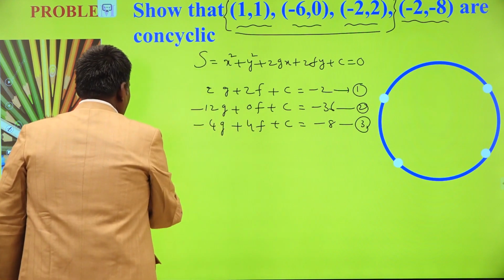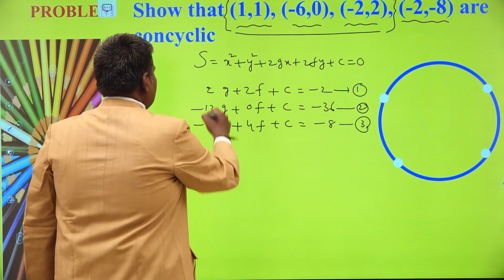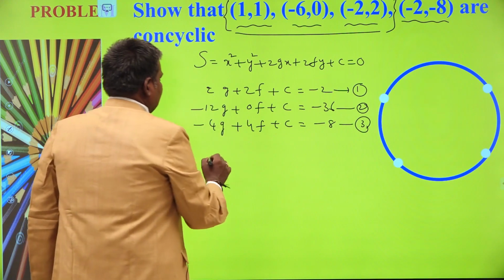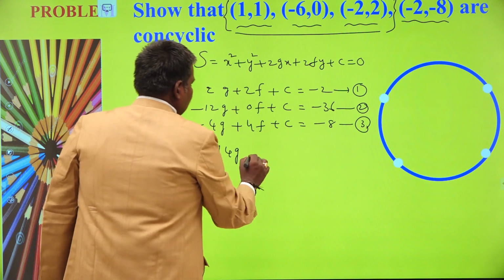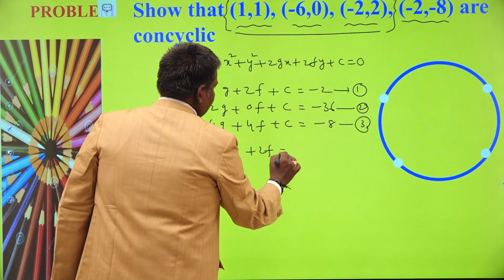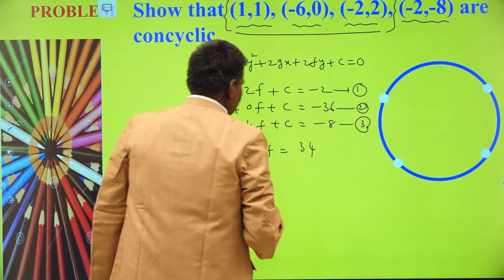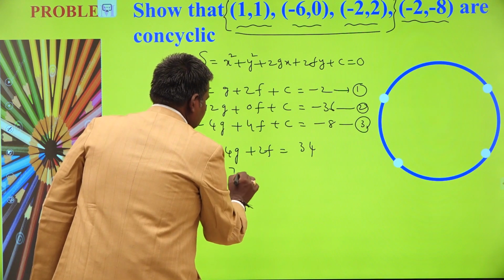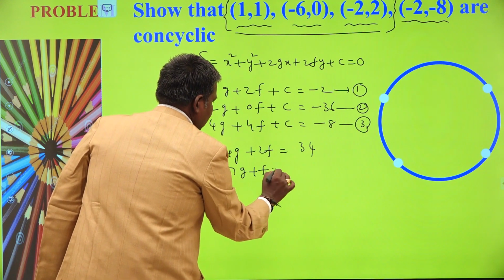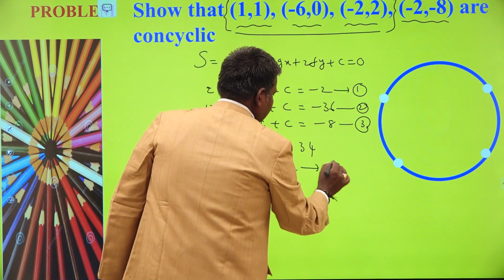1 minus 2, what happened? 1 minus 2 implies 2 minus of minus, plus 12, 14g plus 2f is equal to, c gets cancelled, that is 34. Okay. Implies what happened? By cancelling out 2 on both sides, 7g plus f is equal to 17. This is equation number 4, say.